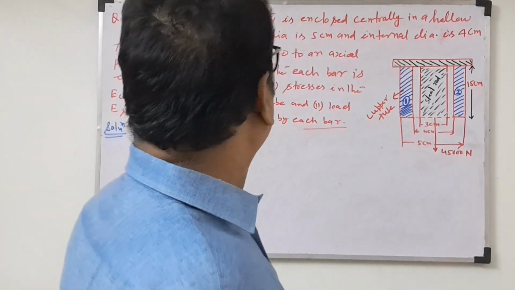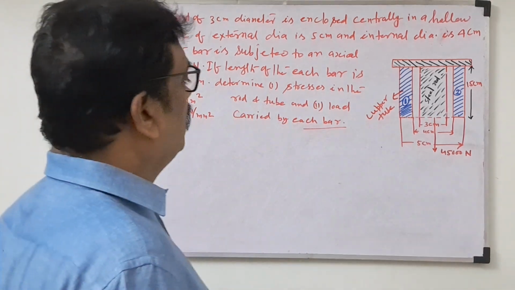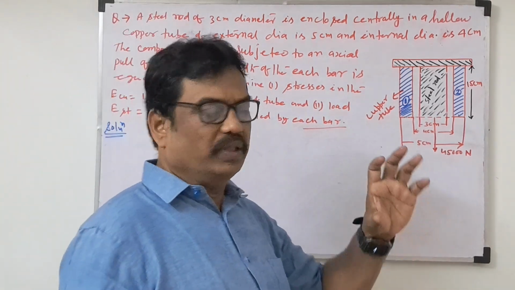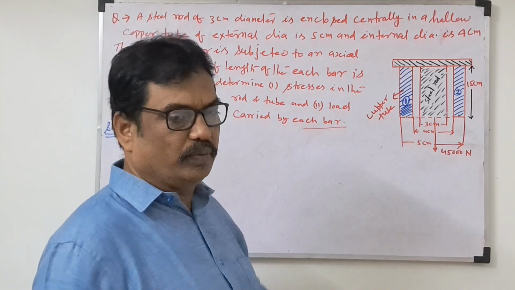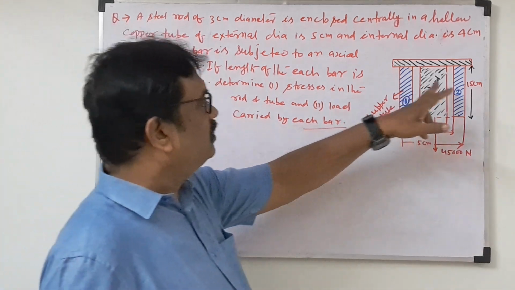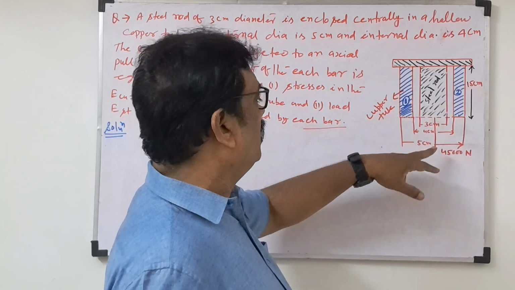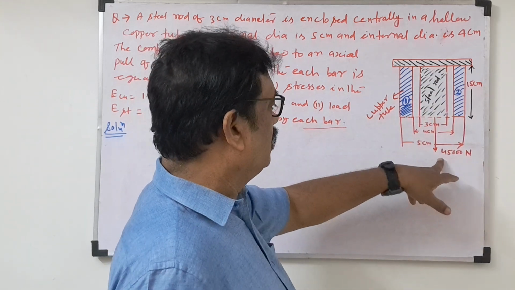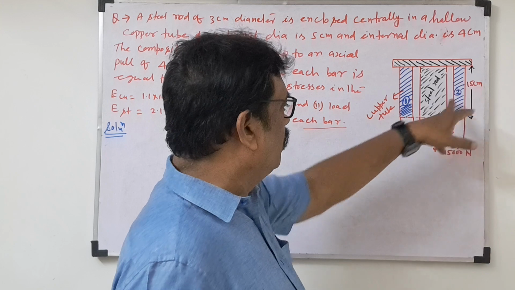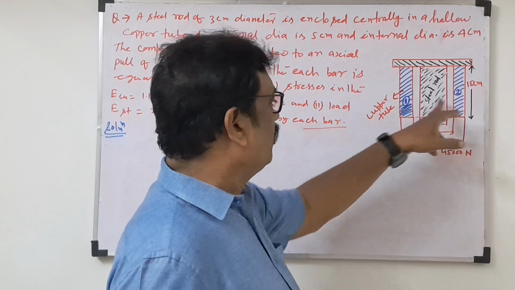So today I am going to solve the composite bar problem. Before this video, we already gave the concept of how to solve this. Composite bars means two or more bars are connected, rigidly fixed with each other, and at the center we have an axial load. The two bars' lengths will be equal, for bar 1 and bar 2.